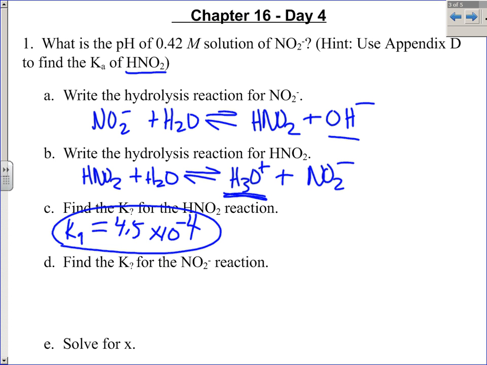Now it says find the K blank for the NO2 minus reaction. Well, I know that was a base reaction, so we're going to call that Kb. The problem is if I look up NO2 minus in Appendix D, I don't find any K values for it, Ka let alone Kb. So how am I supposed to determine this? Well, remember, Ka times Kb equals Kw. So if you have the Ka for an acid and multiply it times the Kb of its conjugate base, you always equal 1 times 10 to the negative 14th.